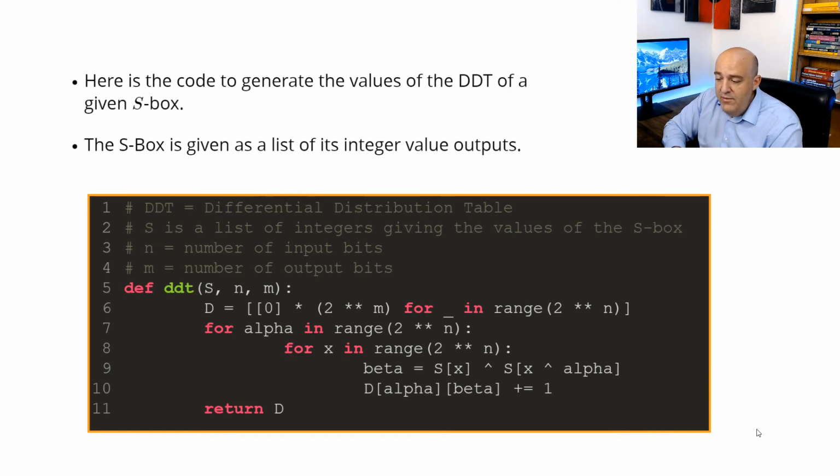We'll define that empty 2D list, all initialized with zeros. Then we'll range alpha from 0 to 2 to the n minus 1. And for every x between 0 and 2 to the n minus 1, we calculate beta as S of x plus S of x plus alpha. Then we have found a solution to that equation, and we increment D alpha beta by 1. After we finish looping over all those alpha and x, we'll have our differential distribution table D, and we just return it.